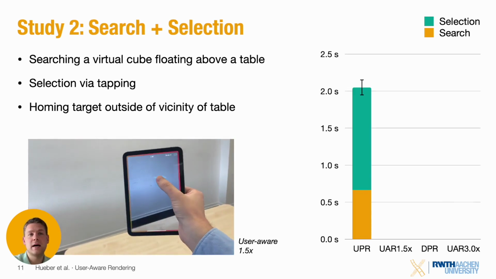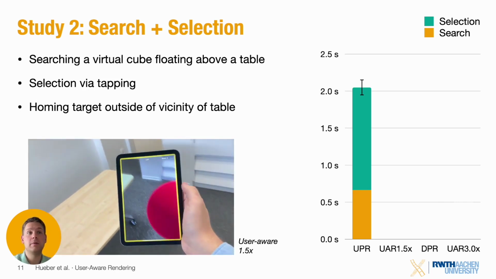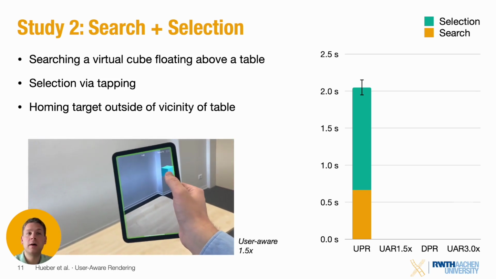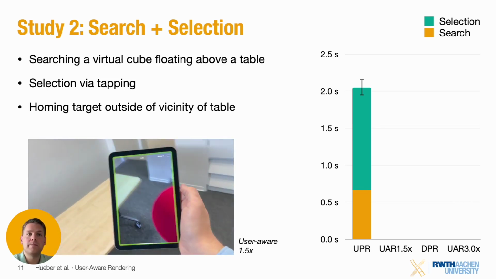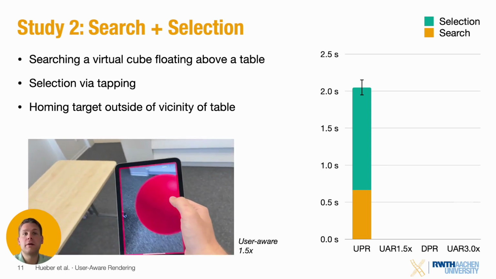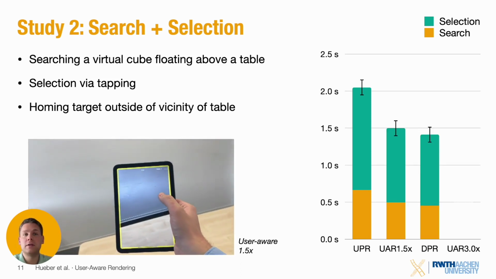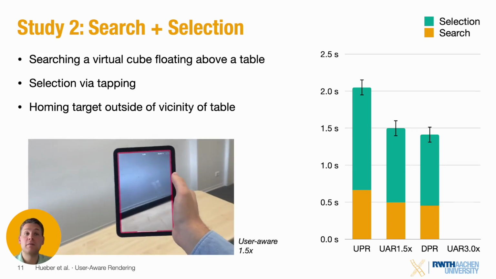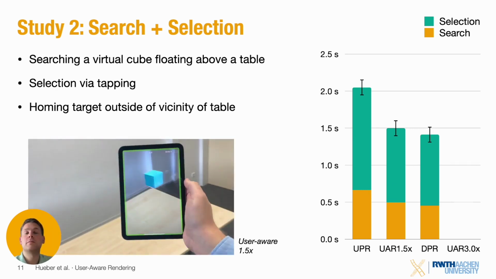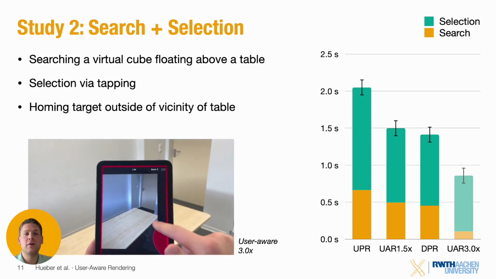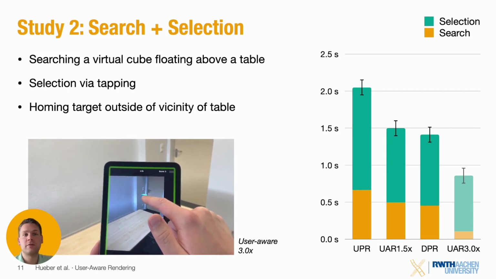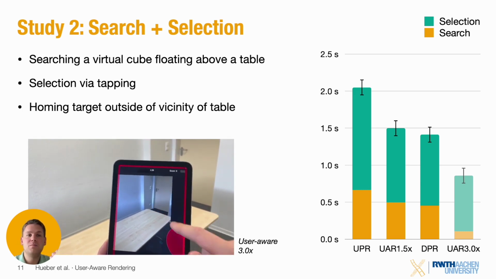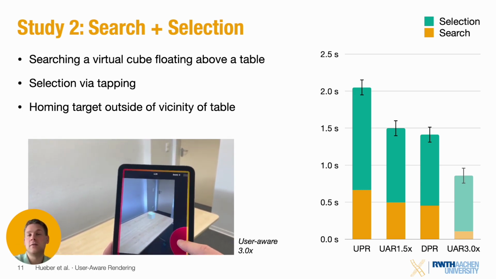In our search and selection task, the targets appeared in mid-air above a table. To prevent targets from appearing directly in the vicinity of the user, they had to tap on a red ball next to the table to make them appear. As expected, user perspective rendering was significantly slower than any other condition, as the small field of view makes searching objects harder. User-aware with 1.5 times magnification and device perspective rendering were similarly fast. And we left out user-aware with 3 times magnification for this comparison, as all participants found a way during their short trial session that they could move the tablet very close to the face to see the whole scene at once.